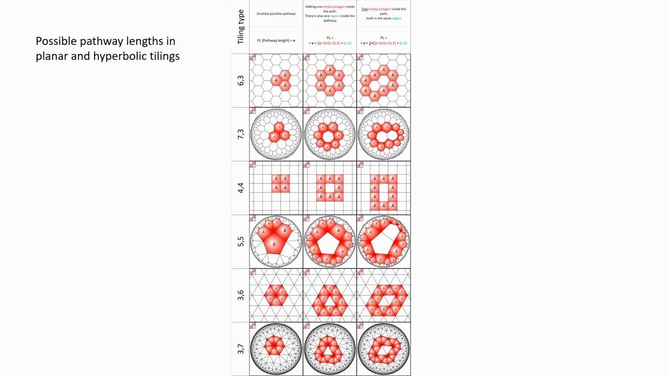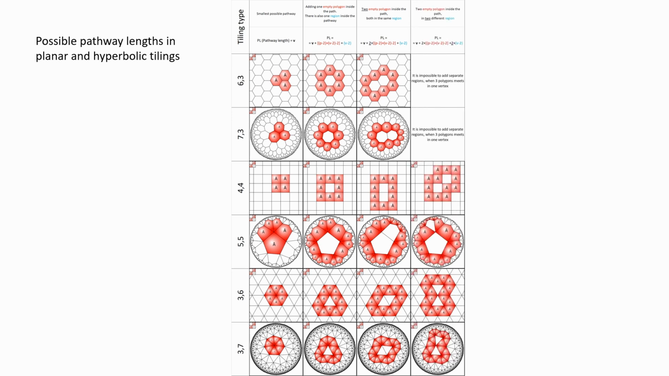If more than 3 polygons meet in one vertex, we have the option to touch the inner polygons at their edges. Each fence region will increase the pathway by v minus 2, in addition to the value we would get if the tiles were in the same region.